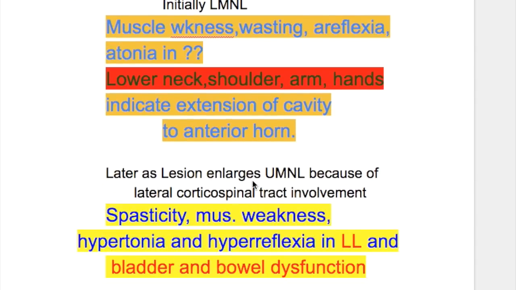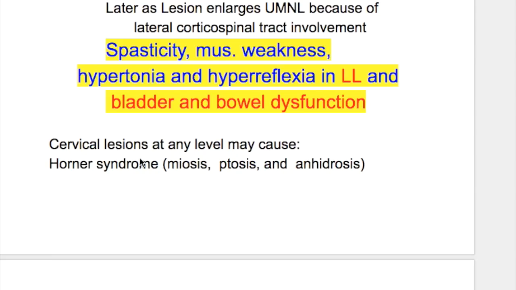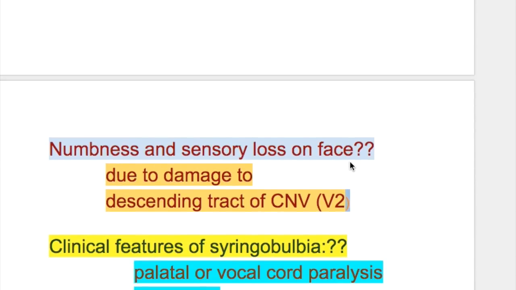Later, as the lesion enlarges, upper motor neuron lesion occurs because of lateral corticospinal tract involvement, and that leads to spasticity, muscle weakness, hypertonia and hyperreflexia in the lower limb, and bladder and bowel dysfunction also occur. Cervical lesions at any level may cause Horner syndrome. And what's Horner syndrome? Ipsilateral miosis, ptosis and anhidrosis. Why is there numbness and sensory loss on the face in syringomyelia? Due to damage to the descending tract of the trigeminal nerve, maxillary division.